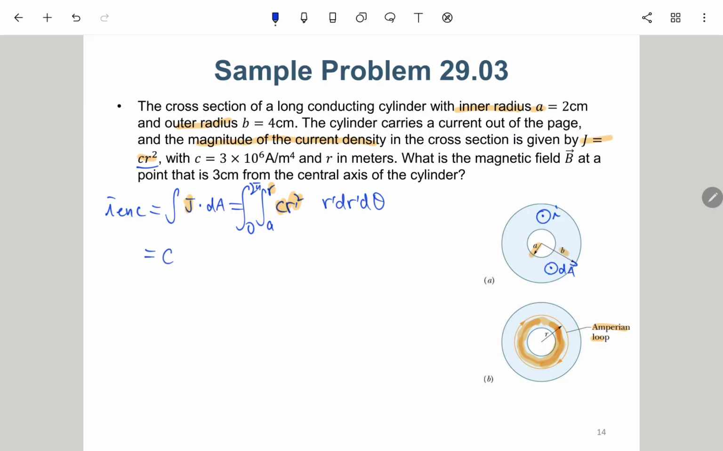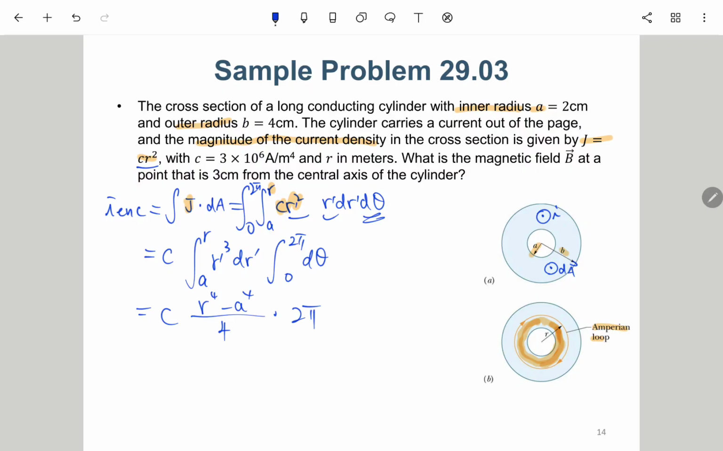Here c is a constant, and then we integrate r prime. Altogether we have r prime square times r prime, so r prime to the 3rd power, from a to small r, and then finally d theta. They are separable, so d theta is from 0 to 2 pi. The antiderivative of r to the 3rd power is r to the 4th power over 4, so it turns out to be r to the 4th power minus a to the 4th power all over 4. Integrating 1 gives theta, so from 0 to 2 pi it will be 2 pi.